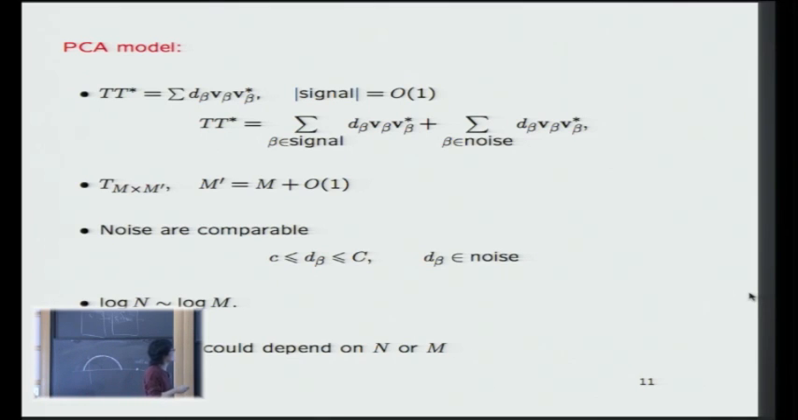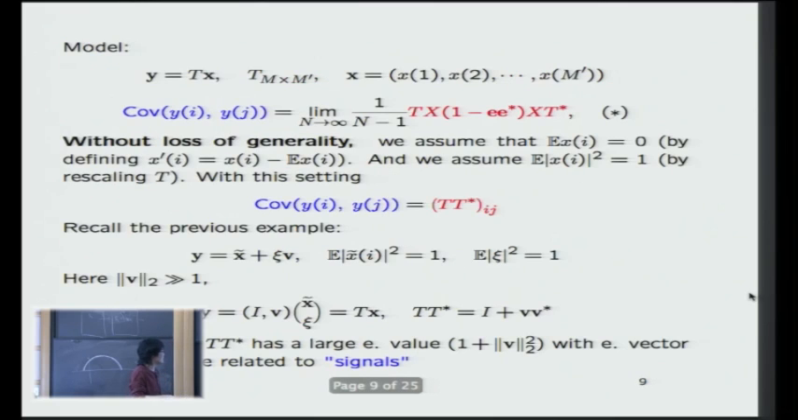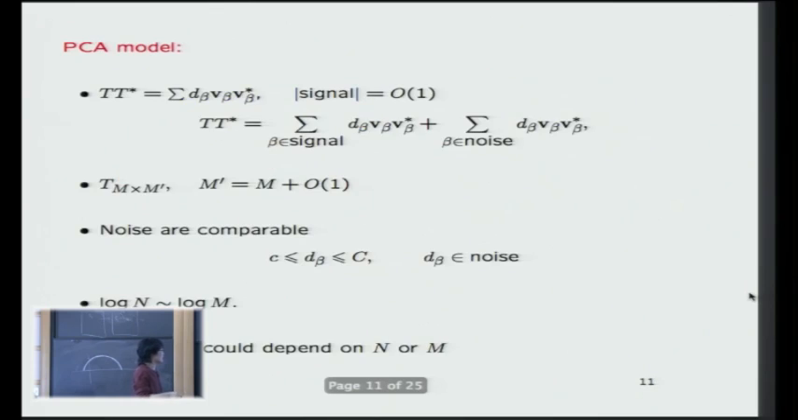The second assumption is that this matrix is not square, but m prime equals m plus order one. In this example, m prime equals m plus one. I went through some statistics papers, and in most cases it's fine. For all the papers I noticed, it's fine.